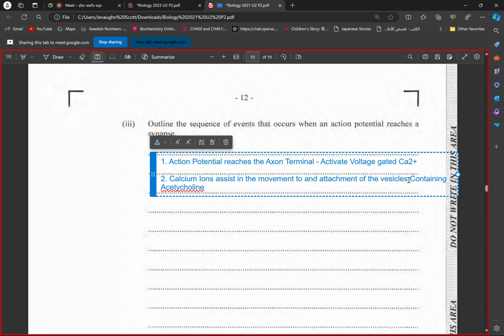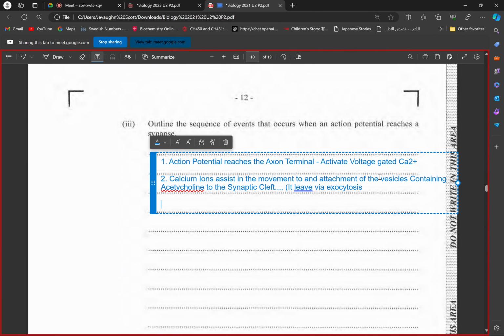So it stimulates the movement of the vesicle containing acetylcholine towards the cleft, in which it attaches to the membrane and then releases the contents via exocytosis. Via exocytosis. Lovely.